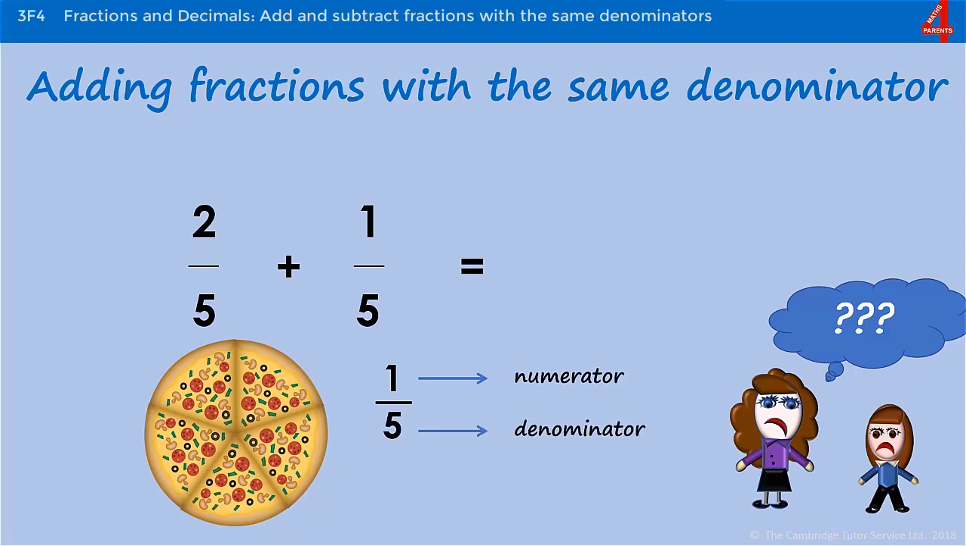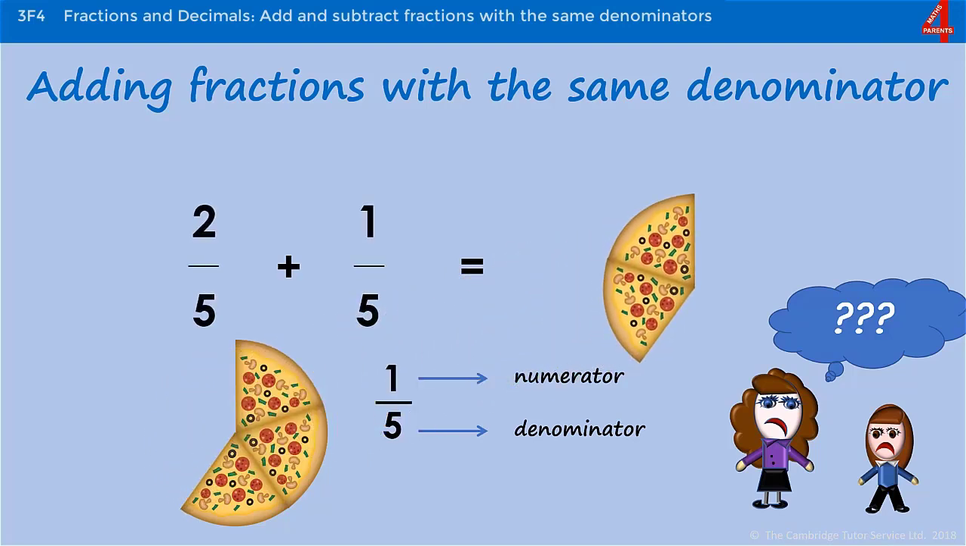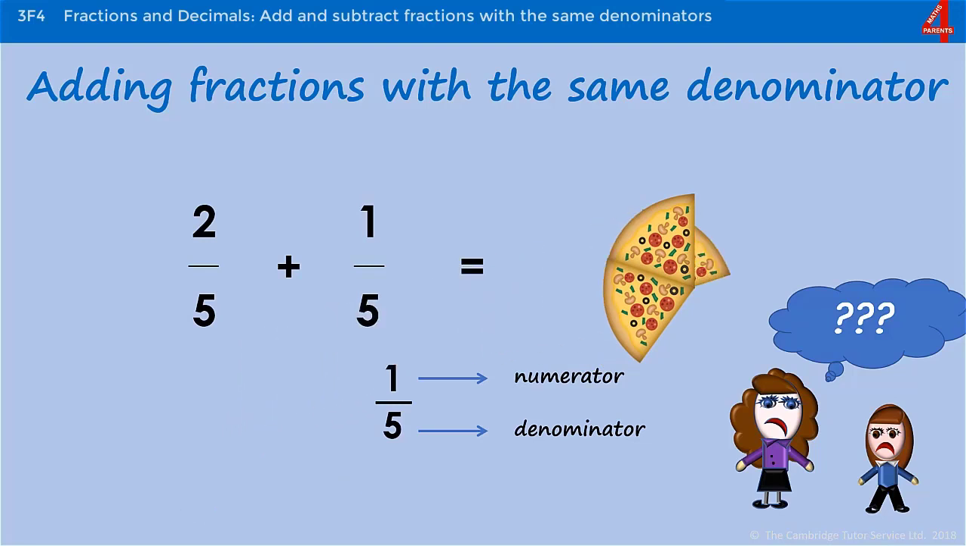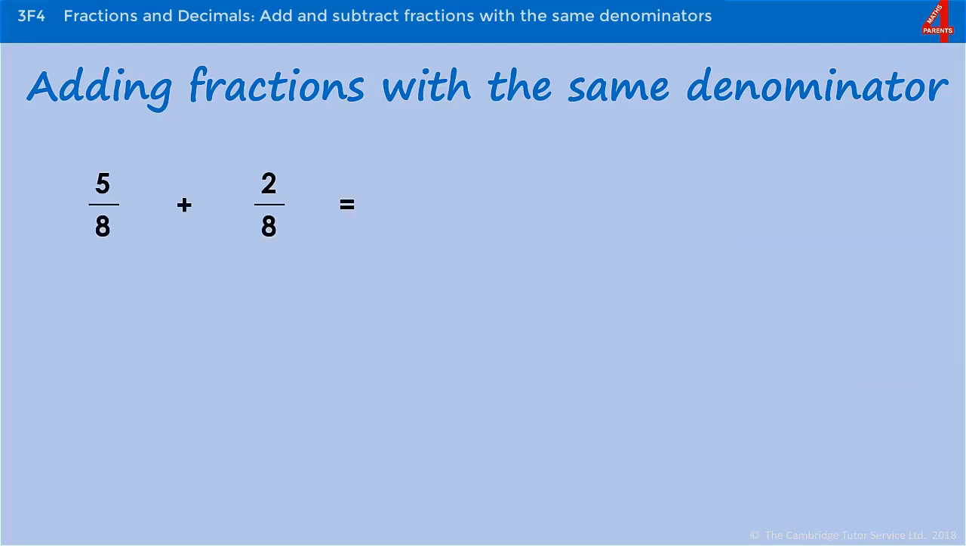If we have 2/5 of that pizza and then we add on another 1/5, how many fifths do we have altogether? And you can see that there are 3/5 there. Notice that the denominator stays the same, but we add the 2 and the 1 numerator to make 3. Let's have a look at another one.